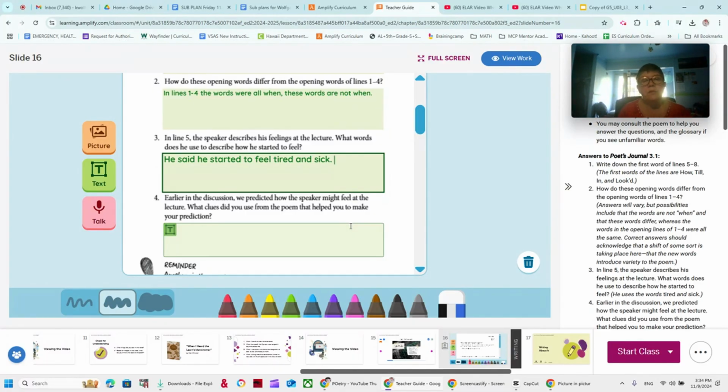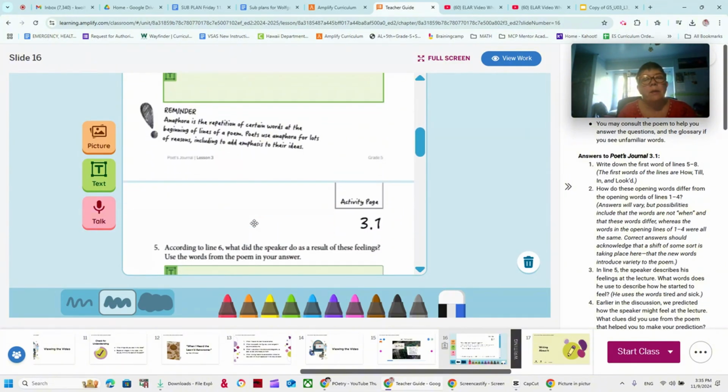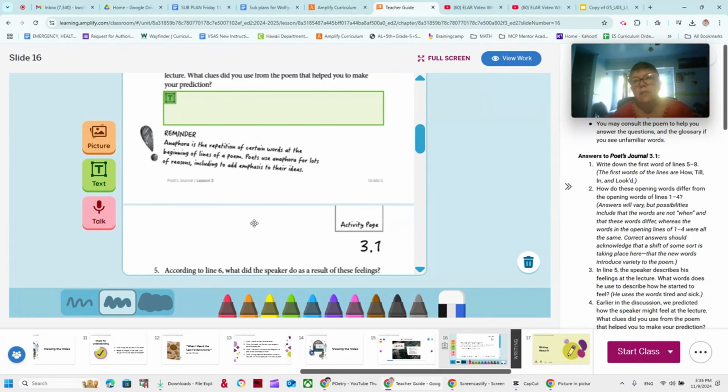Earlier in the discussion, we predicted how the speaker might feel at the lecture. What clues did you use from the poem that helped you make your prediction? I don't know. I don't remember us making a prediction about how he might feel. Maybe we did. So you answer whatever you felt then. What clues did you use from the poem that helped you make this prediction? He seemed bored. He was calling the professor a learned professor and then not a learned professor. He was sitting. He was shown, right? Maybe you're going to talk about some of the words in the poem. And reminder, anaphora is a repetition of certain words at the beginning of lines of the poem. Poets use anaphora for lots of reasons, including to add emphasis to their ideas. So not in the entire poem, right? Because in this poem, it's only in the first 4 lines.